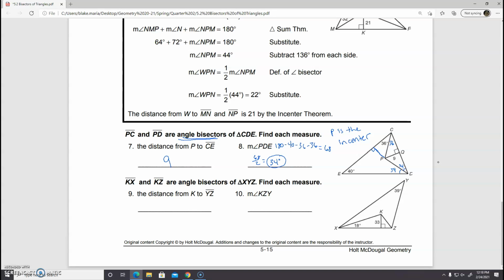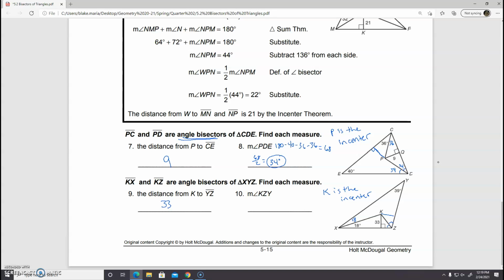Next one, KX and KZ. KX is an angle bisector, so you know this has to be 18. And KZ is an angle bisector, you know these are equal. So this says find the distance from K to YZ. So K to side YZ. We want the distance. Again, remember K is your incenter. And the distance from K to this side is 33, so the distance from K to this side should be 33.